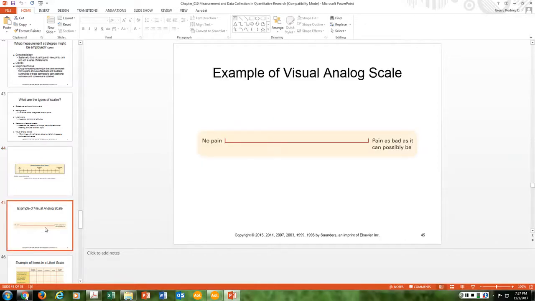A visual analog scale, this doesn't have any numbers here, but it has two ends. No pain, pain as bad as it can possibly be. And the subject then draws a line through the line here to indicate the pain that they are experiencing. So they're quantifying their pain by drawing a line on this horizontal line.